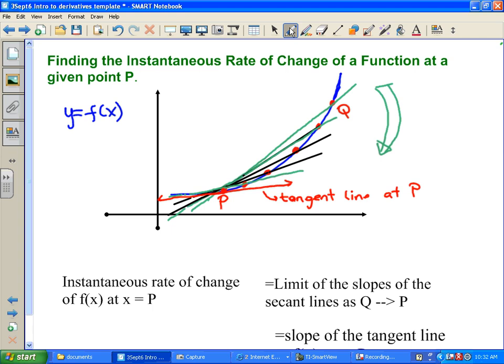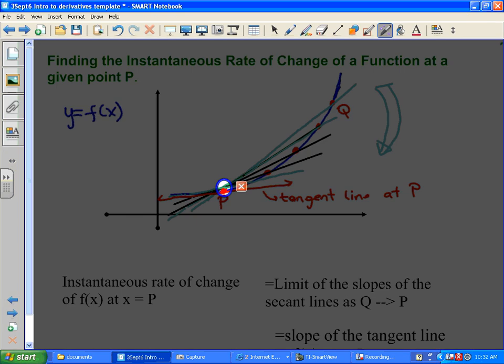That's our y equals f of x. It could be any function. It could be electron flow or anything. Now suppose that we want to know the exact velocity or exact rate of change at the point P. So let's say that we want to know it right at this point, at the point P.